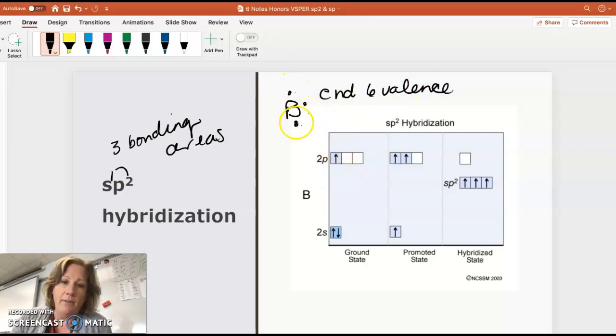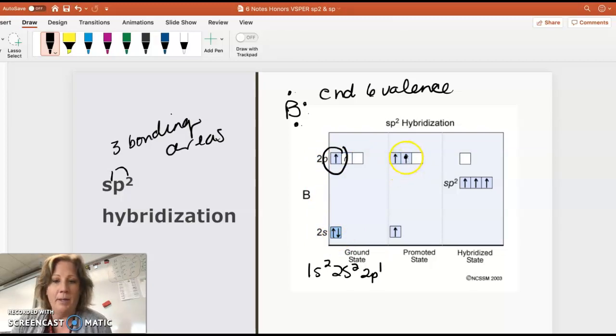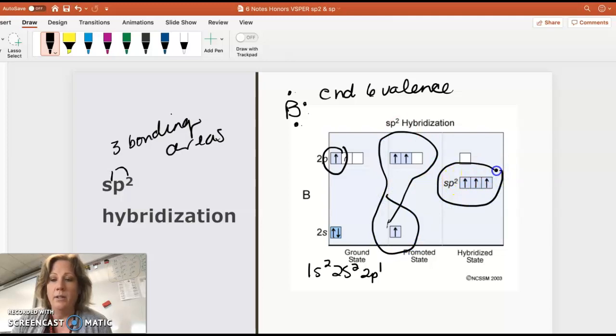But why do we draw it this way? The electron configuration is 1s2, 2s2, 2p1, so it looks like there's only one time it can bond. But in reality, one of these s electrons will become promoted up into the p, and then these 2 orbitals will essentially morph together into a new set of equal energy orbitals that are in between the s and the original p. So that's what we call sp2 hybridization.